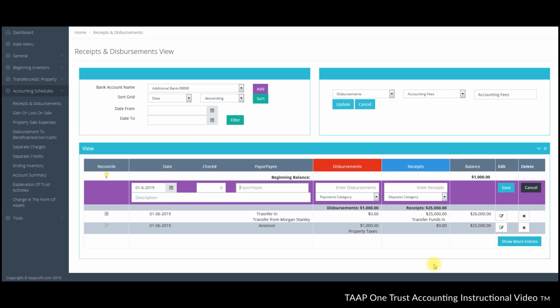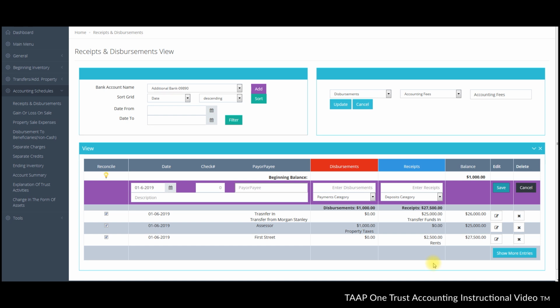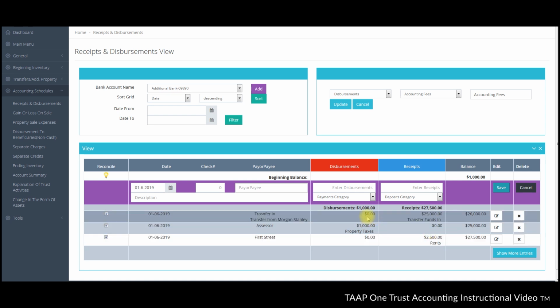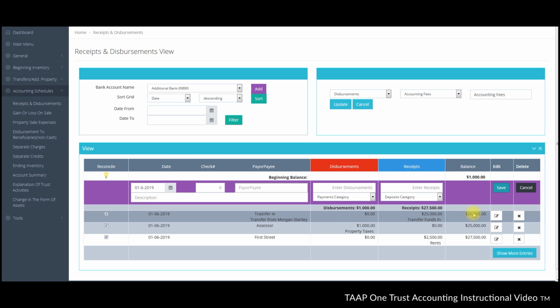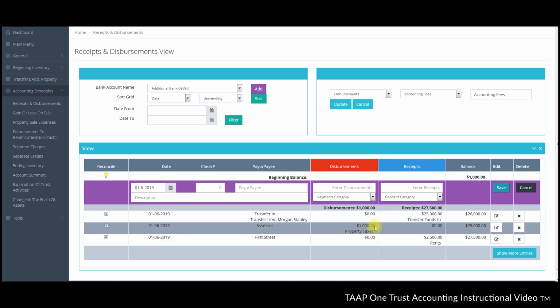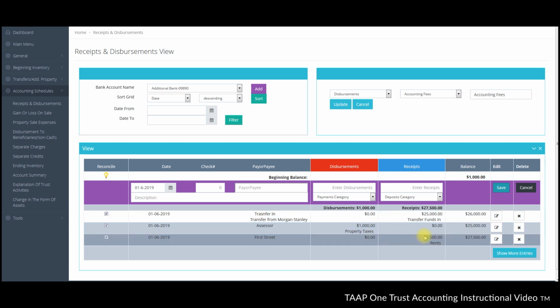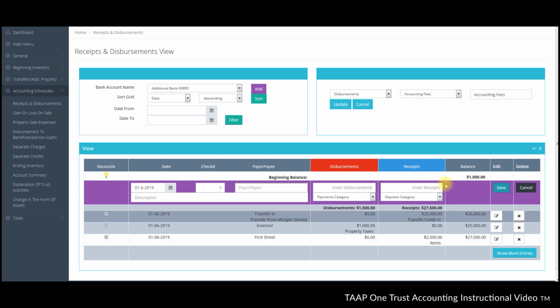Let's go First Street, 2,500, and that's going to be rents. Okay, so here we have, so your transactions are going to show in whichever column you're talking about, and then you have a running balance over here. So here we have our $1,000 property taxes. Here we have our $2,500 in rents.